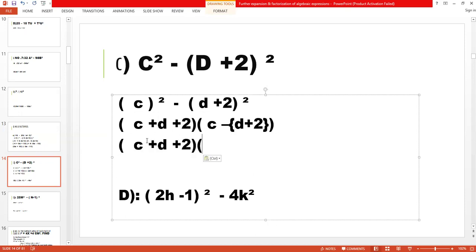So, okay, C plus D plus 2, and look here. This one is a negative sign. So first of all, we have to open this. So minus will multiply with both of these two. Okay. So it is equal to C minus D minus 2.